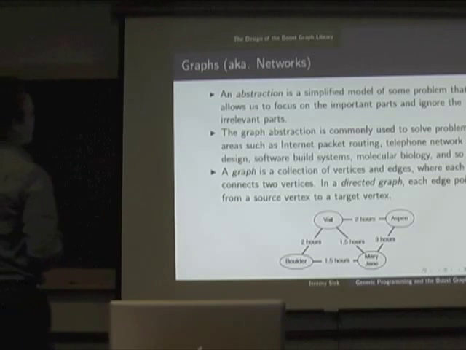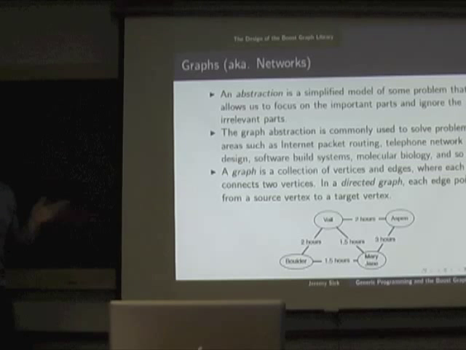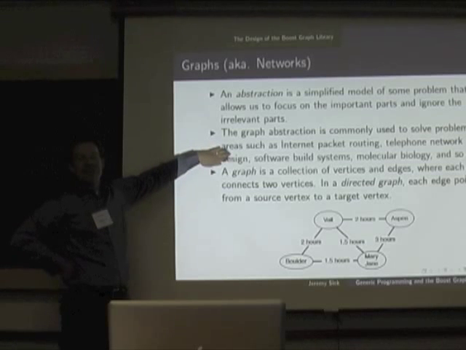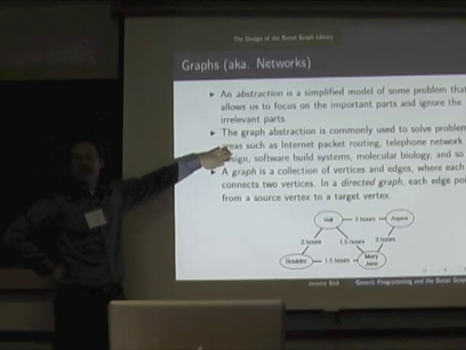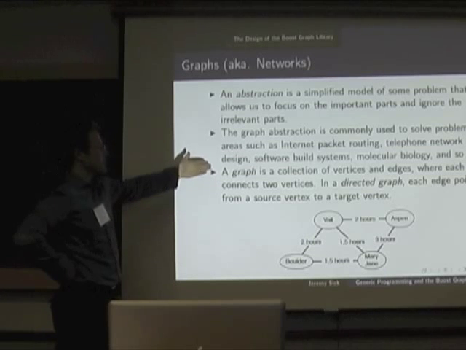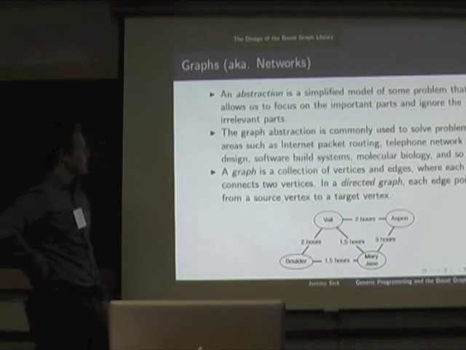All right, so graphs. It's a mathematical abstraction that we use to solve certain kinds of problems. Examples include internet packet routing, telephone network design. A lot of the fundamental graph theory comes from AT&T Labs or Bell Labs, the old way. Molecular biology, building software systems.